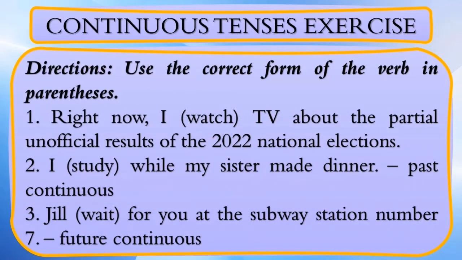Directions. Use the correct form of the verb in parentheses. 1. Right now, I watched TV about the partial unofficial results of the 2022 national elections. 2. I studied while my sister made dinner. Past continuous. 3. Jill wait for you at the subway station number 7. Future continuous.